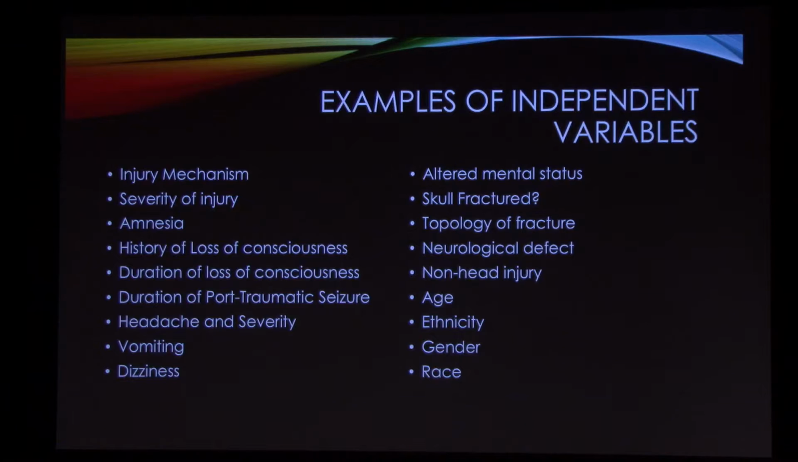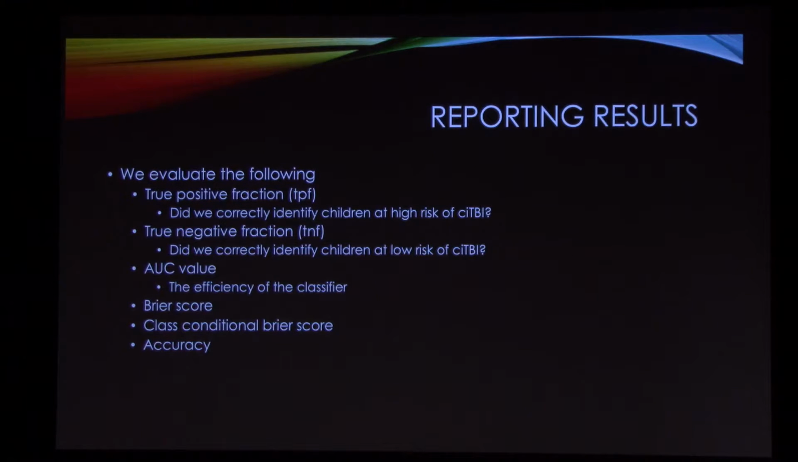And so on. When we report the results, we report the true positive fraction. So did we correctly identify the patients at high risk of clinically important traumatic brain injury? The true negative fraction, did we correctly identify those at low risk? The AUC value, the Brier score, and the class conditional Brier score are just 3 different ways of looking at the efficiency of the classifier. And finally, we presented the accuracy.